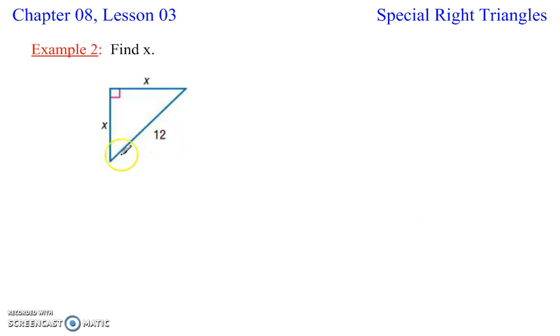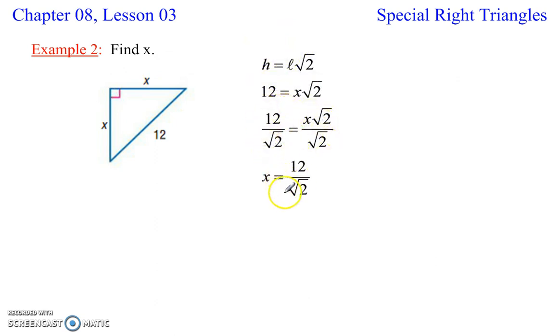Or here, if I know the hypotenuse, and I want to find one of the legs. Same formula, hypotenuse is a leg times the square root of 2. Just this time, I know what the length of the hypotenuse is. So I plug that in, and then divide by the square root of 2. And so x is 12 over the square root of 2. Now, remember, you don't want a radical in your denominator, so we're going to get rid of that by multiplying and then simplify. We get 6 times the square root of 2.